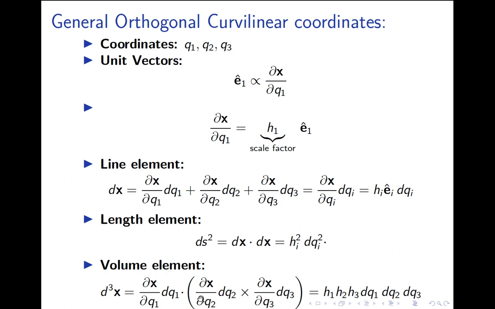The volume element will be given by the scalar triple product of these vectors, and you can see this is h1, h2, h3, dq1, dq2, dq3. So it would be a good exercise to work out what the hi's are for, let's say, the spherical polar coordinate system or the cylindrical polar coordinate system, and verify that indeed this gives you the usual length element and the volume element.